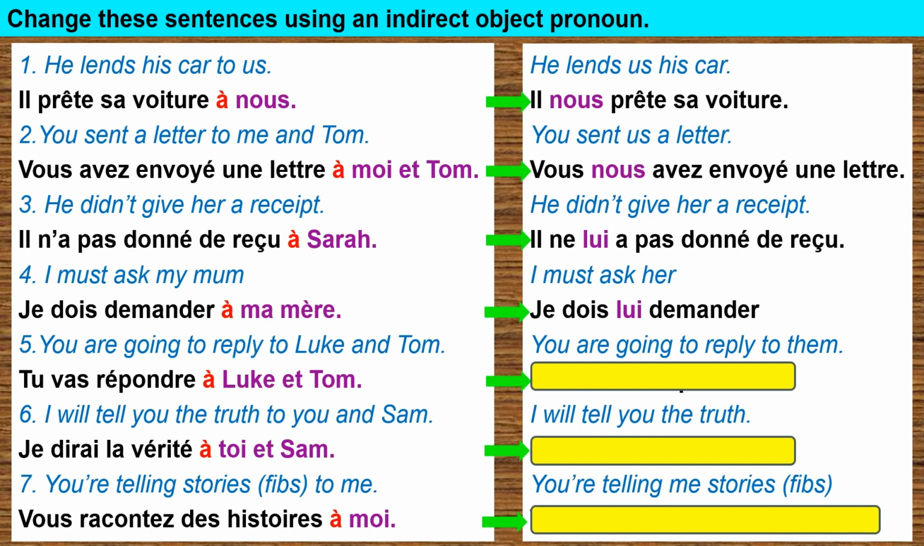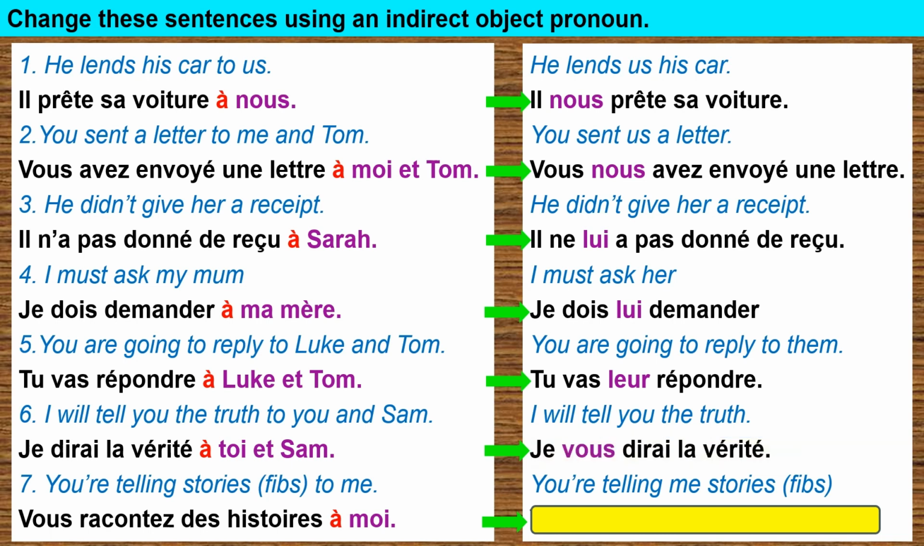Tu vas répondre à Luc et Tom. To them. Tu vas leur répondre. Again, the pronoun is before the infinitive. Je dirai la vérité. This is the future tense. Je vous dirai la vérité, with the pronoun before the conjugated verb. So it doesn't matter which tense it is. If it's conjugated, the pronoun goes before it. Vous racontez des histoires. À moi, to me. Vous me racontez des histoires.